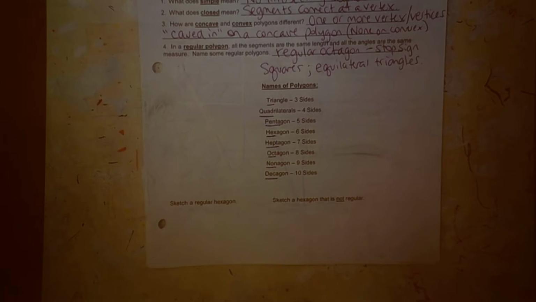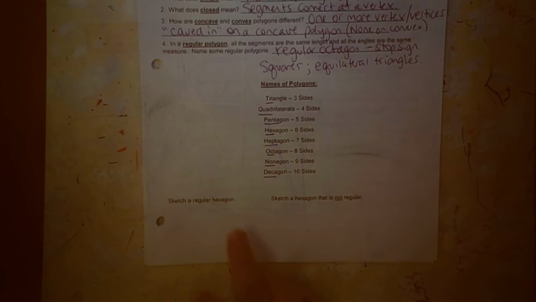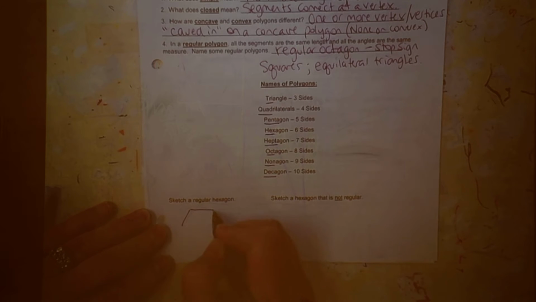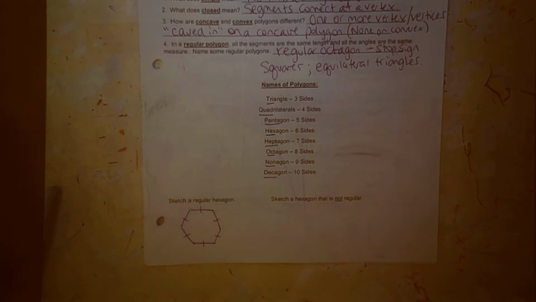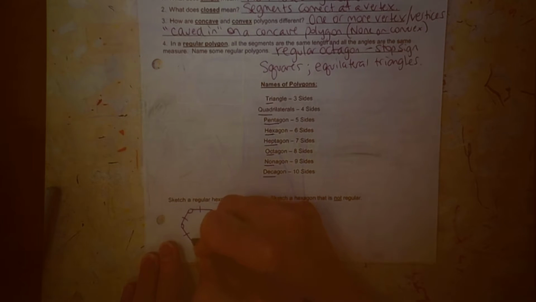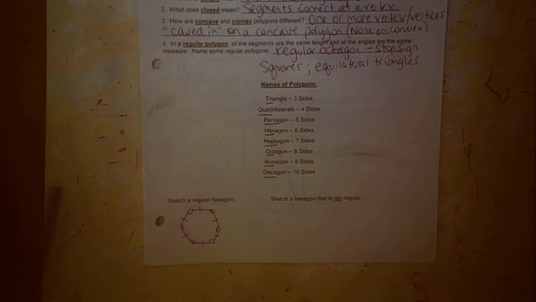So sketching a regular hexagon means you need to first know that a hexagon has 6 sides. So if I want a regular hexagon, I want it to have 6 sides that are all the same length, and I want it to have 6 angles that are all the same. So I would use the single tick mark to signify that all of the sides are supposed to be the same, and a single arc to signify that all of the angles should be the same. So that's our regular hexagon.